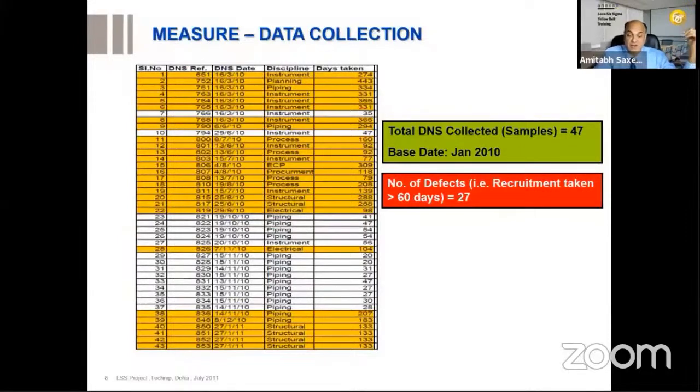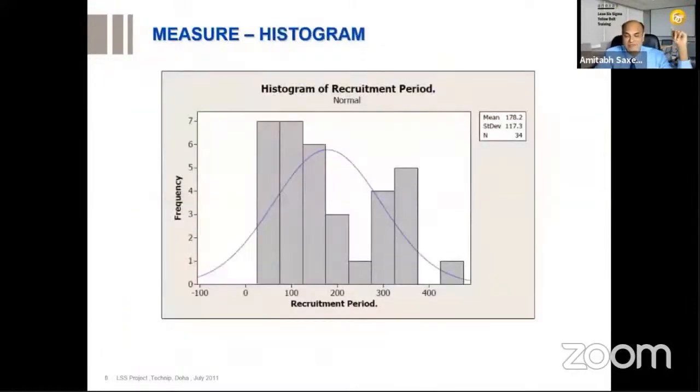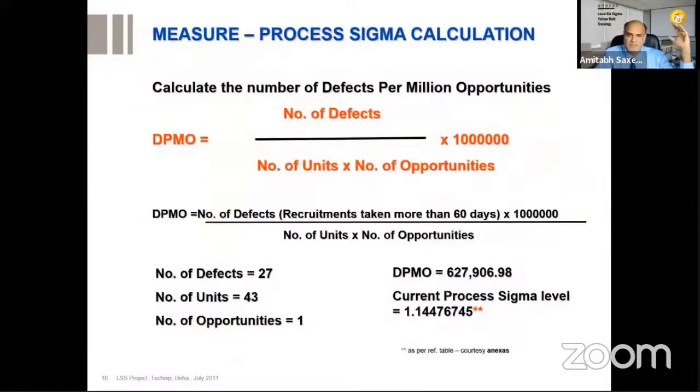I collect the data on recruitments and I draw a histogram, the way I showed it to you, and also calculate sigma level. There's a method to calculate sigma level. It requires half an hour of explanation. So I have not taken that because I wanted to give you the bigger picture of DMAIC, define, measure, analyze, improve, control, so that you understand what Lean Six Sigma is, what it actually delivers.